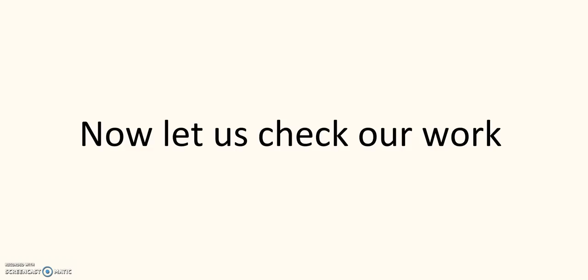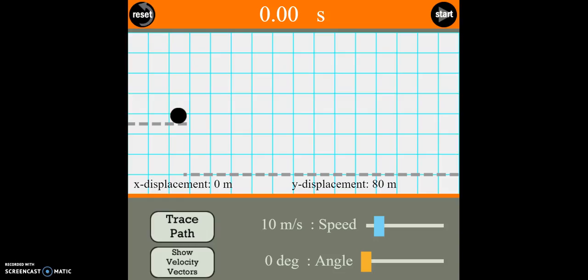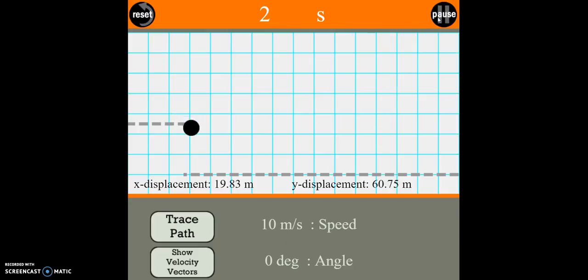Now let's check our work using an online simulator. In this online simulator, I have already plugged in the information we were given in the original problem, and when we press start and watch the simulator, we find that the time is in fact 4.4 seconds and the displacement is in fact 40.4 meters. This concludes our review on projectile motion.